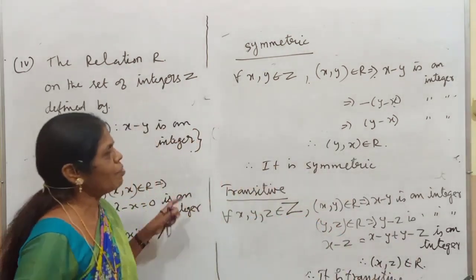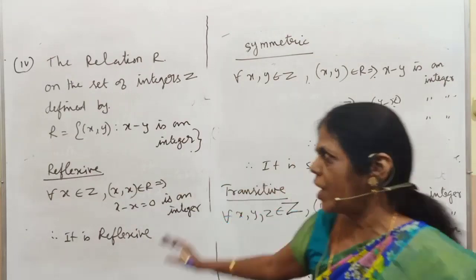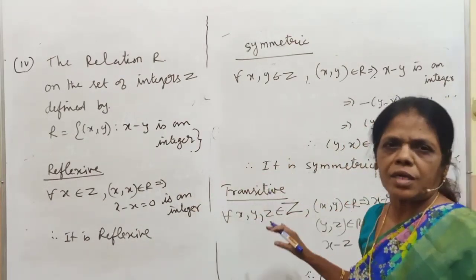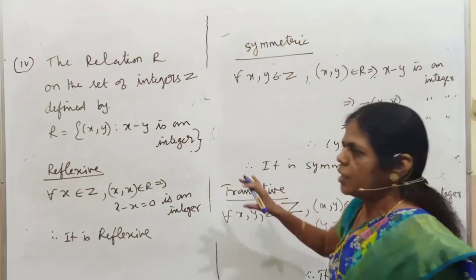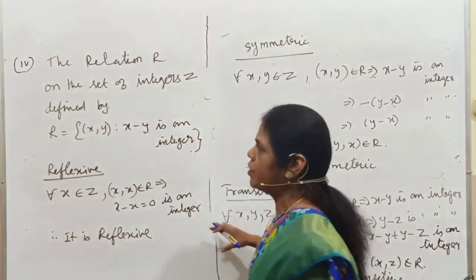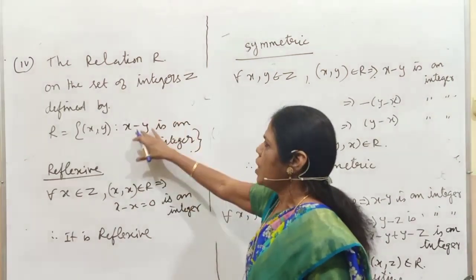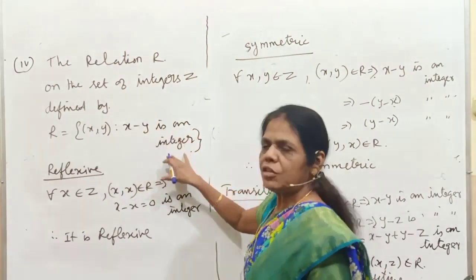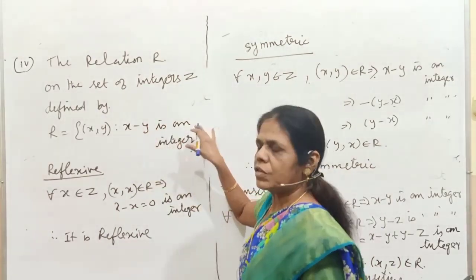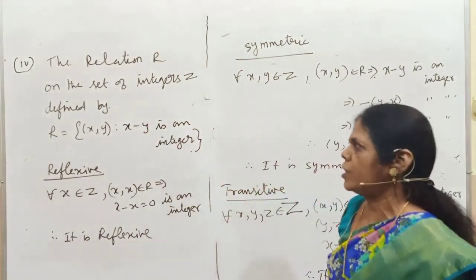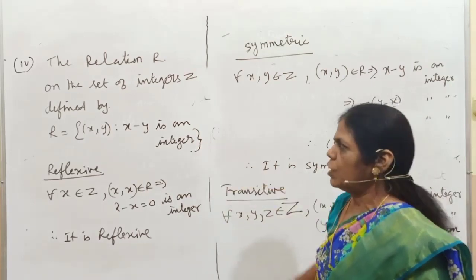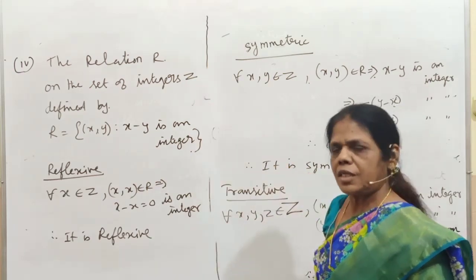So, what will you say about this question? It is reflexive, symmetric and transitive. It is an equivalence relation. Remember that. As I told you already, this will be coming as a passage question. Every time you need not solve everything. When it belongs to integers, x minus y is an integer is an equivalence relation, or y minus x is an integer is also an equivalence relation. Remember this. So always you keep this statement true, even in the case of the integers.